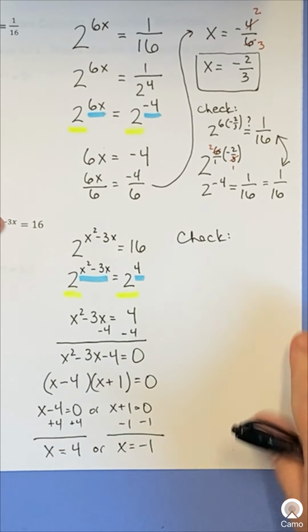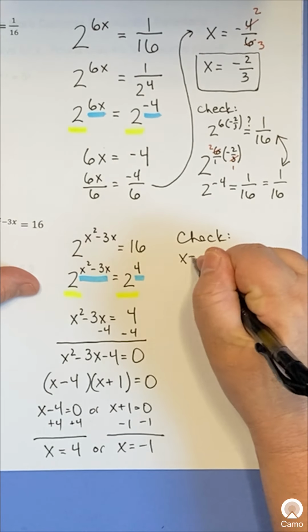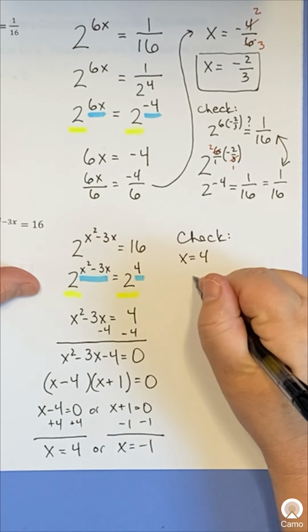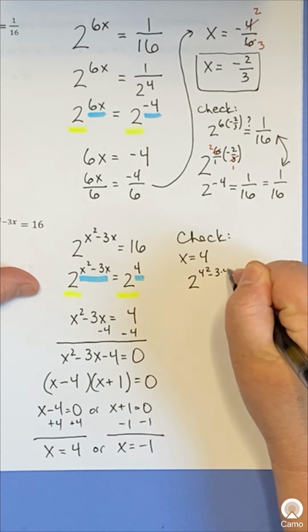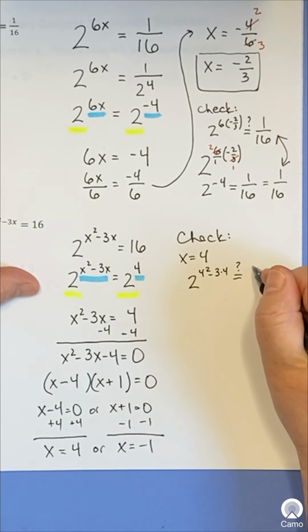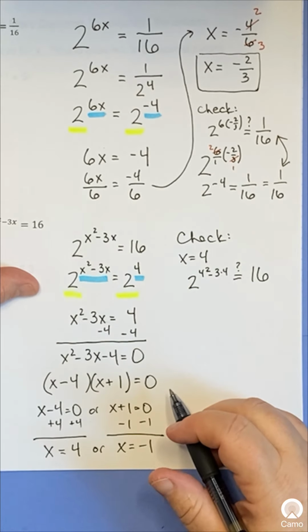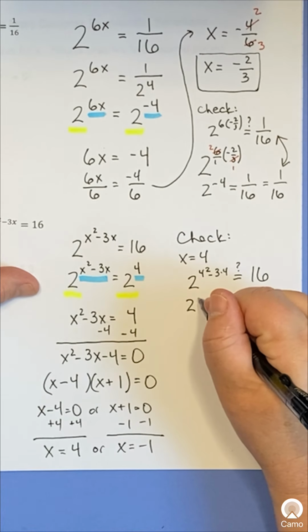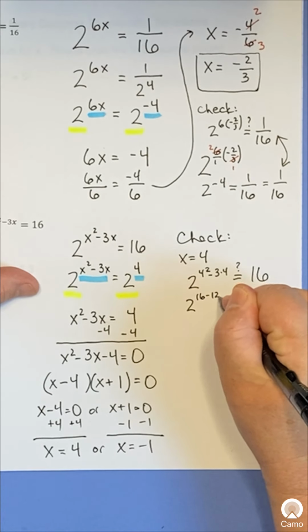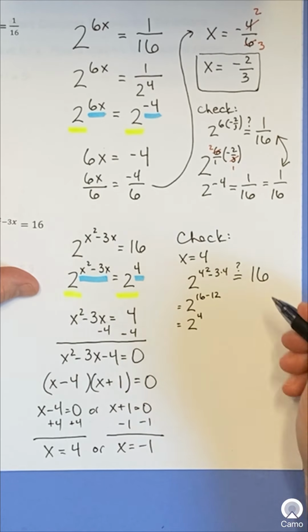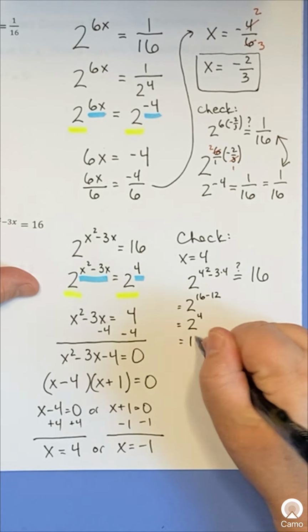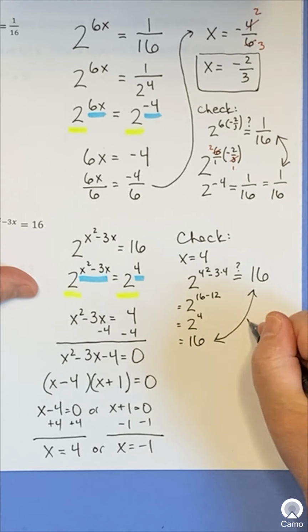horizontally. Okay, so I'm going to check x equals 4 first. So I've got 2 to the 4 squared minus 3 times 4. Is that equal to 16? So let's see. This is 2 to the 16 minus 12, which is 2 to the 4th, which is 16. Yes. Woohoo! Yay! We did it.